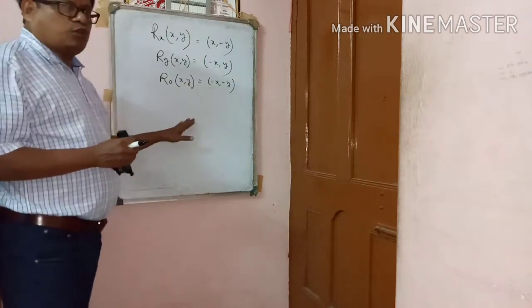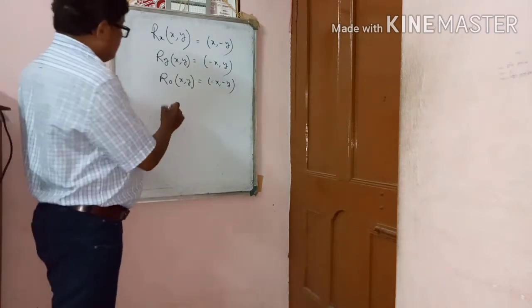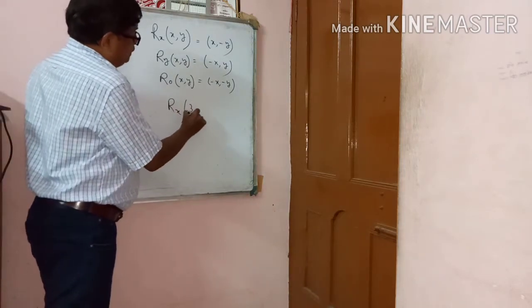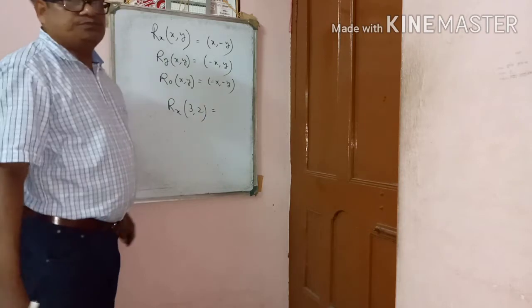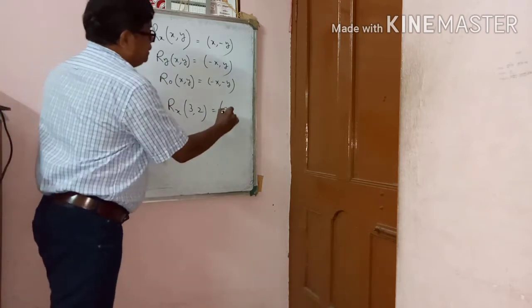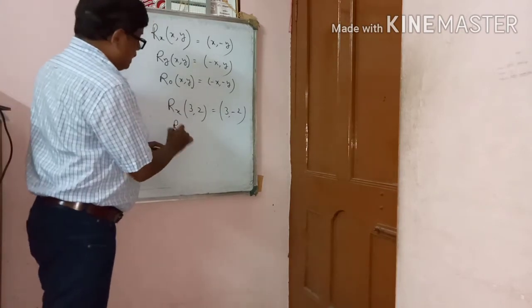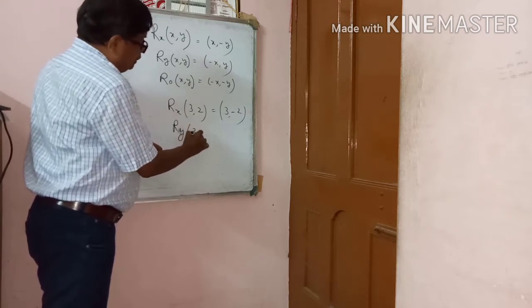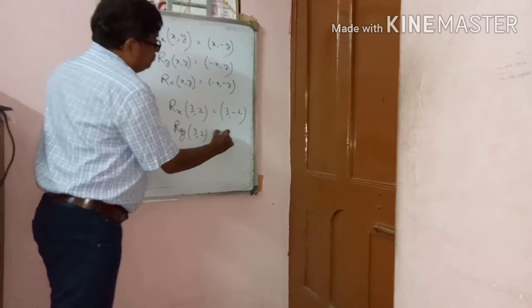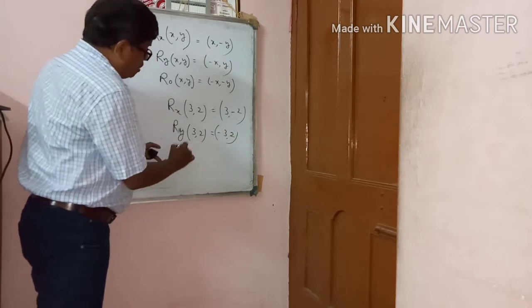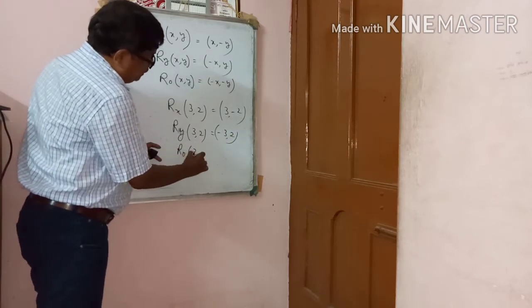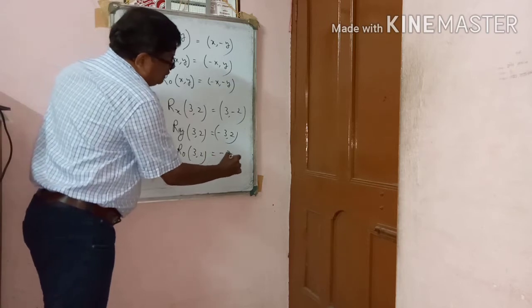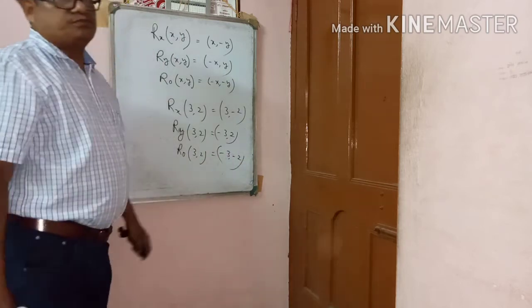All of this understood, all of you? Suppose I am writing one thing. Suppose Rx of (3, 2). What is the value? Yes, (3, minus 2). Suppose Ry of (3, 2), that is (minus 3, 2). R0, that is origin, of (3, 2): both change, (minus 3, minus 2). Okay?